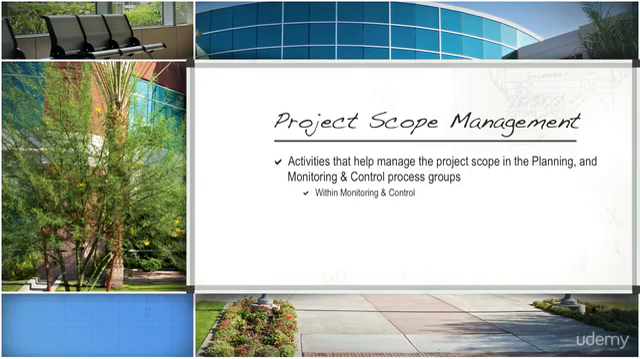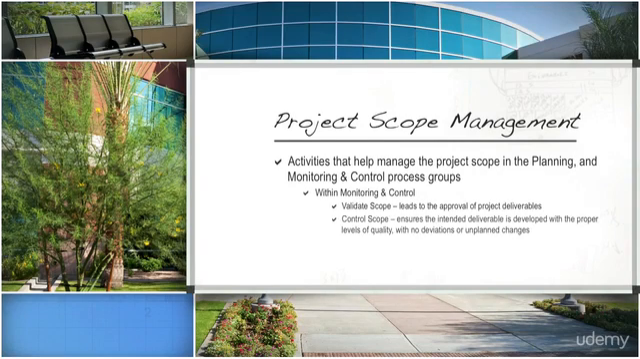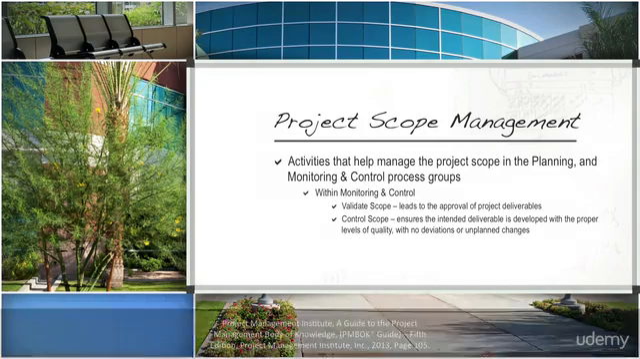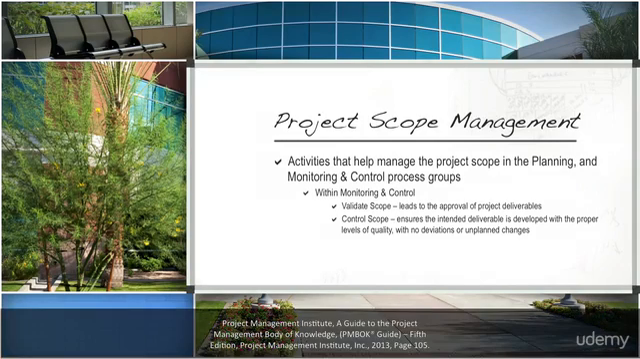They will contribute to productivity metrics that will be used during the monitoring and control process group activities. Those activities are delivered through processes known as validate scope and control scope. The validate scope process leads to the approval of the project deliverables, and control scope ensures the intended deliverable is developed with the proper levels of quality, with no deviations or unplanned changes.